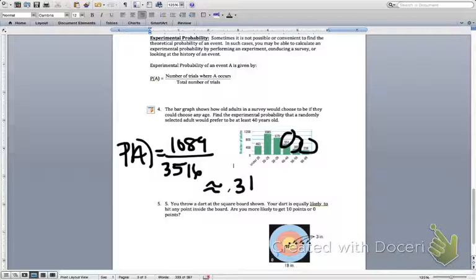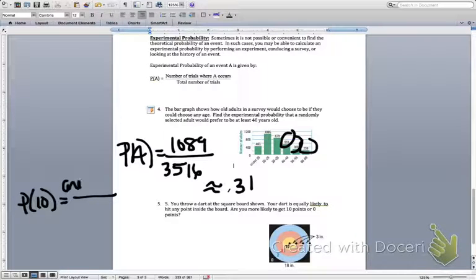Number 5, you throw a dart at the square board shown. Your dart is equally likely to hit any point inside the board. Are you more likely to get 10 points or 0 points? So we first have to look at the probabilities. The probability of getting 10 points is going to equal, we have to look at the areas.